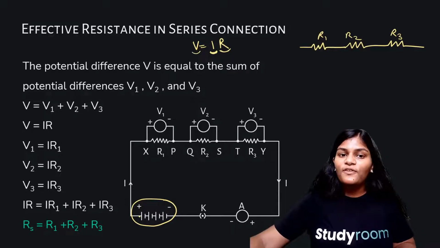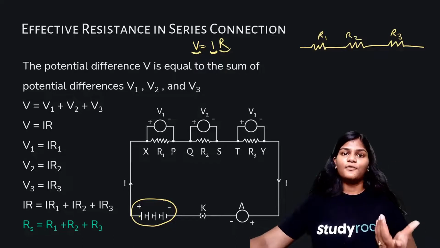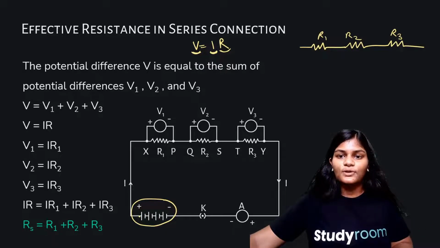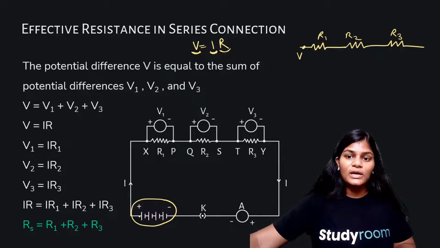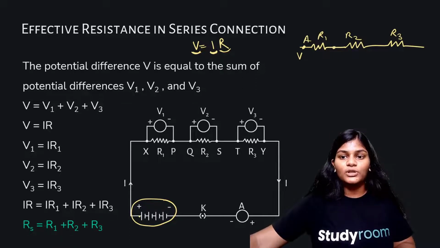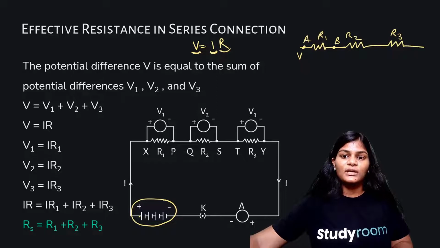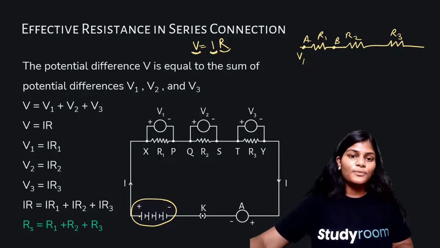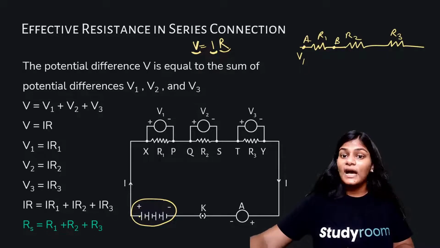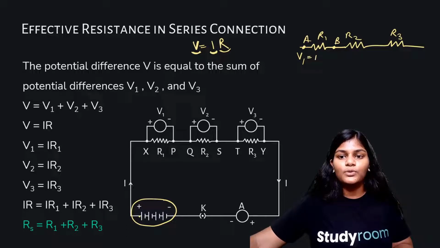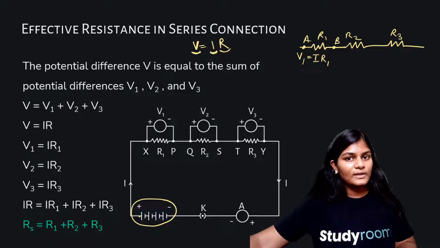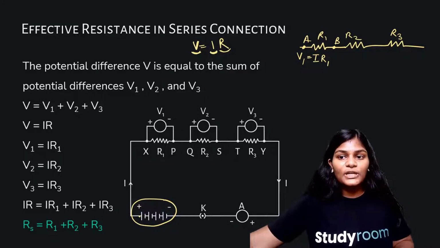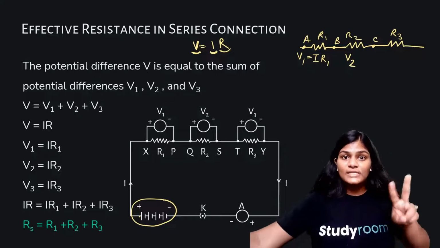So now if I want to calculate what is the V for each resistor, say for R1 I am saying the potential difference across A and B, the two terminals of R1, is V1. So what is the formula of V? It is I into R. So V1 is equal to I, because I is the same, into R1. Here the potential difference between B and C is V2, because it's for resistor 2.